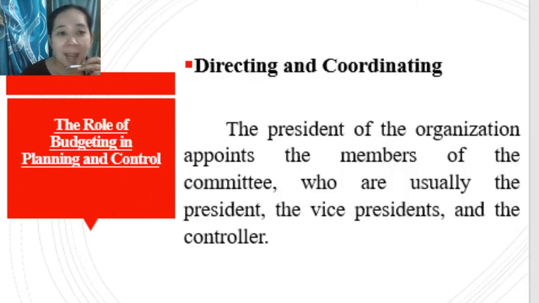Okay, and of course, the president of the organization. Here, he or she appoints the members of the committee, who are usually the president, vice presidents, and the controller. These are normally the key personnel who are part of the budget committee. Aside from that, if the organization is a corporation, they can also include the board of directors if they would like to.